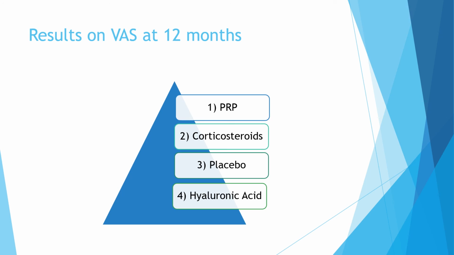So 3 months, 6 months, 12 months, PRP was number 1 in therapeutic outcomes as far as pain relief on visual analog scale, as well as the WOMAC scale, which measures pain and functionality. So PRP was number 1, best at 3, 6, and 12 months on both scales that the authors analyzed. At 12 months, number 2 therapeutic was corticosteroids on visual analog scale, followed by placebo, and in number 4, hyaluronic acid.